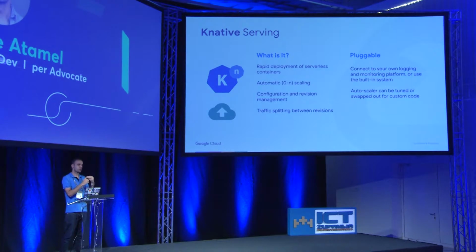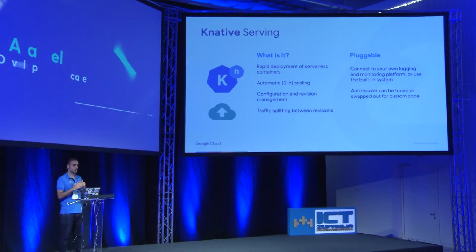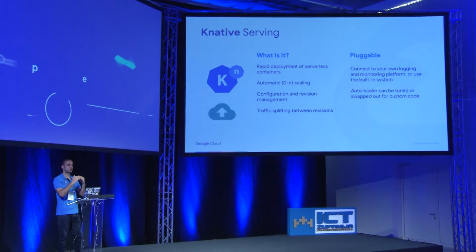With your container, you get configuration and revision management. So your container has a configuration that you can define. And then when you deploy it, Knative creates a revision for your container. And with that revision, when you deploy a new version, you get a new revision, and the traffic is updated to that revision. And you can do complicated things with that revision. You can do traffic splitting between different revisions.